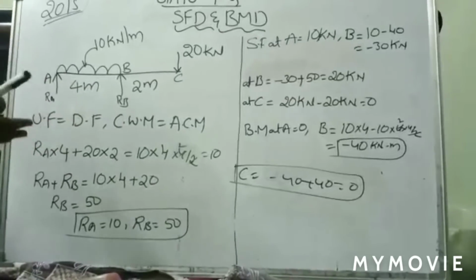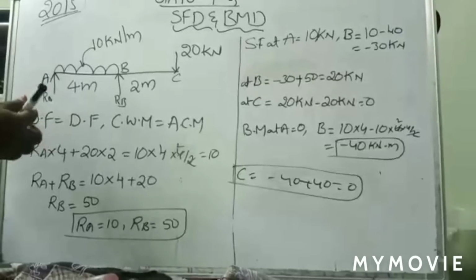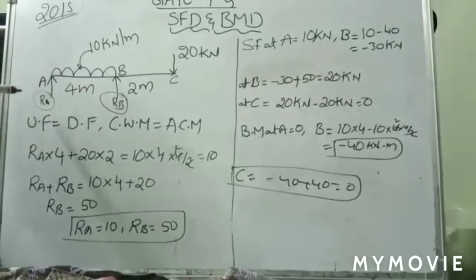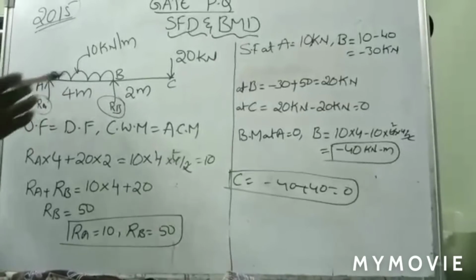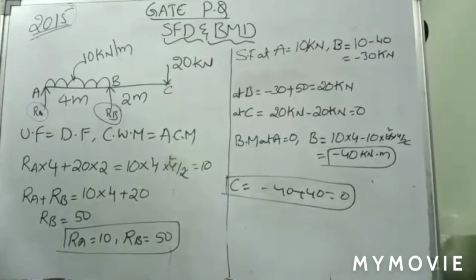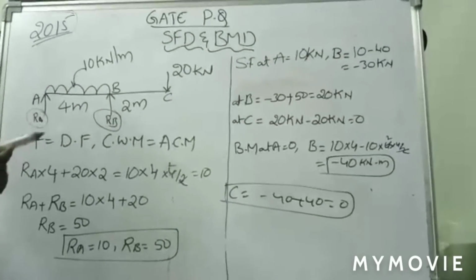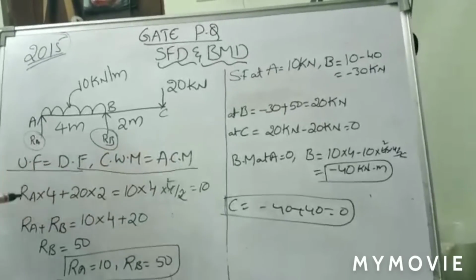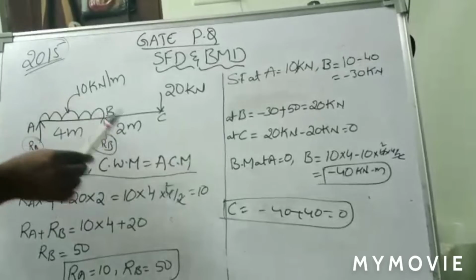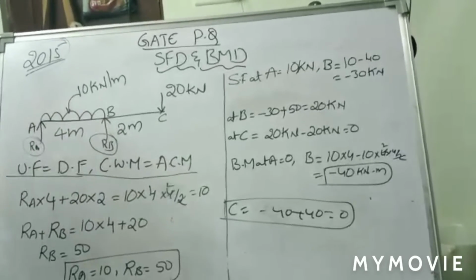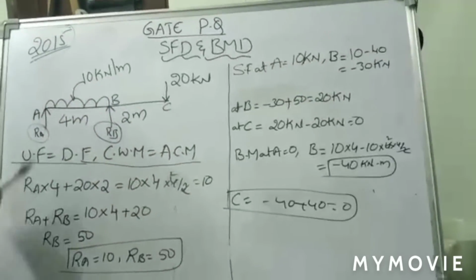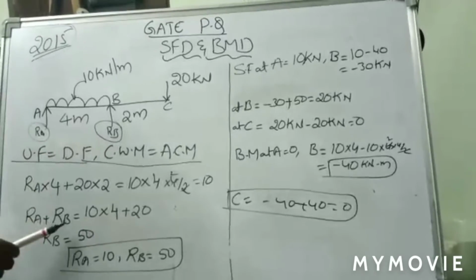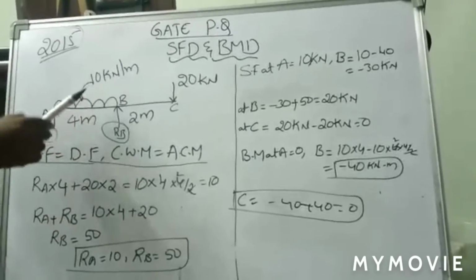Now as usual, whatever the type of problem, first you have to calculate the reaction values RA and RB. What is RA and what is RB is very important. For that, the usual procedure: upward forces equal downward forces, clockwise moment equal to anti-clockwise moment. Right. What are the upward forces and downward forces? Simply RA plus RB is the upward force, and the downward force is this UDL.